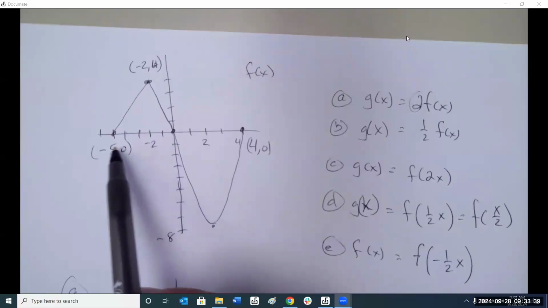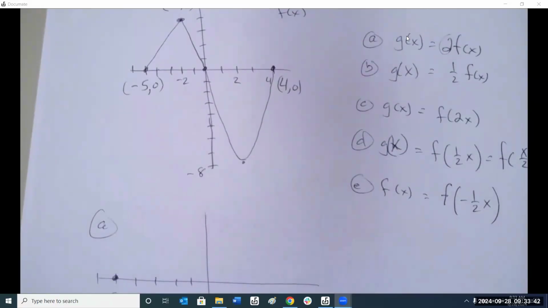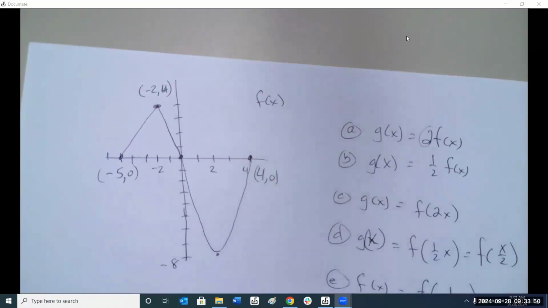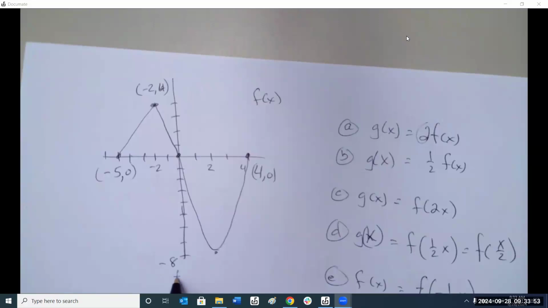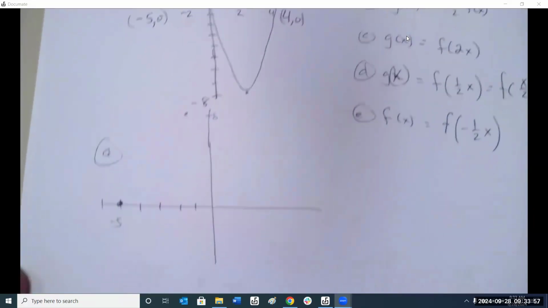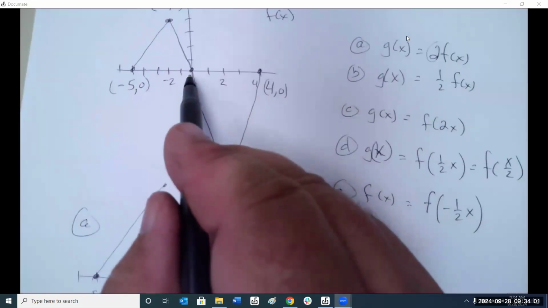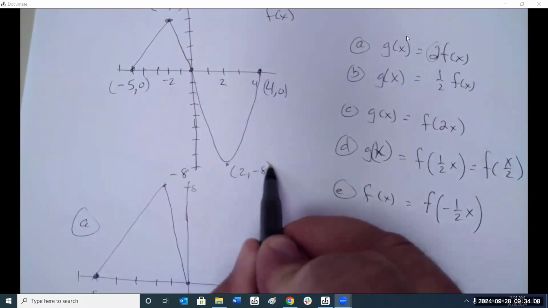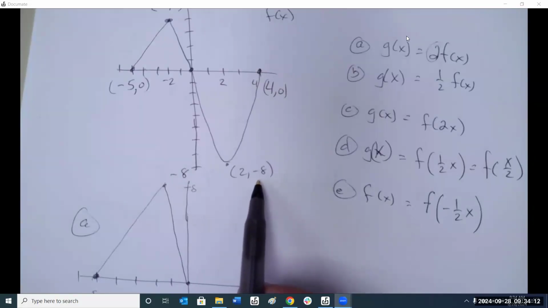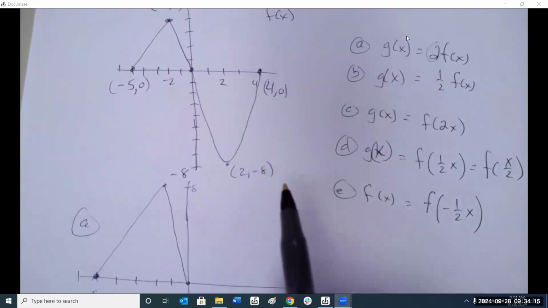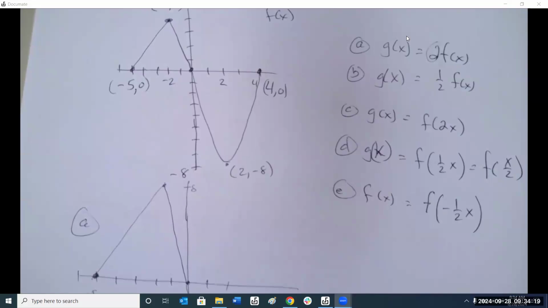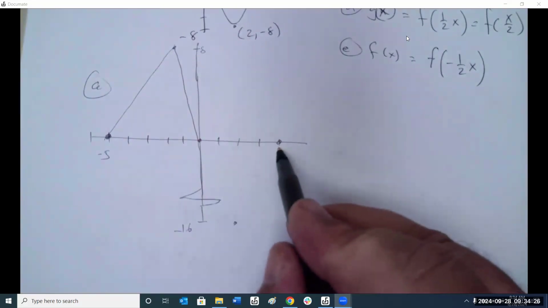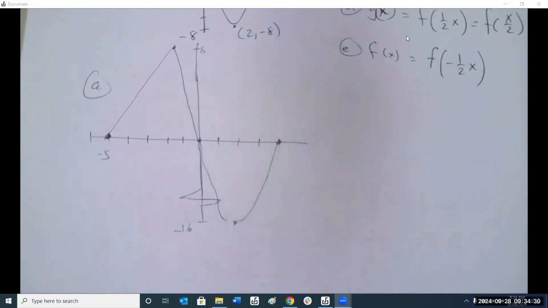So does this point change? No. So it stays at 5, 0. Does this point change? To what? Negative 2, 8. So now we're all the way up at 8. The origin doesn't change. What happens to this one? To where? Very good. So at 2, it goes all the way down to negative 16. And then the other one doesn't change. So yeah, we're stretching it vertically.